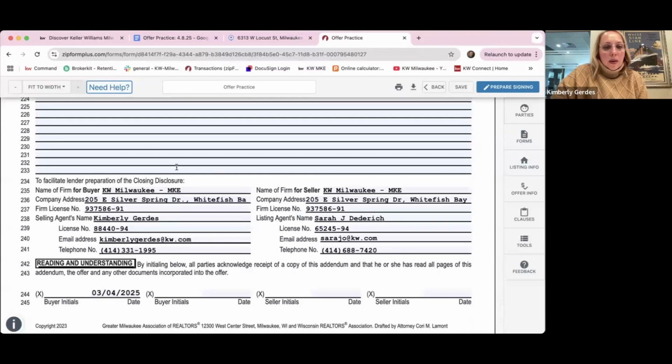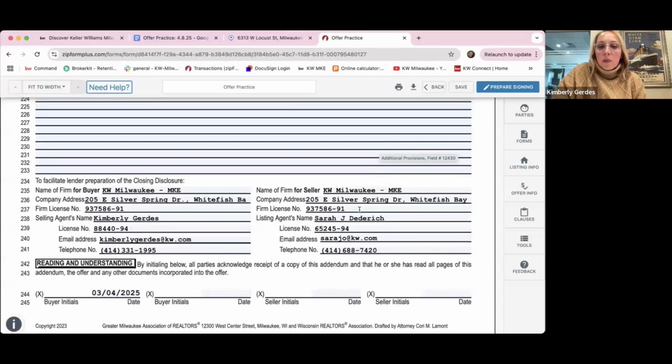Then down here at the bottom on the left-hand side is all of the information for me as I'm representing the buyer, and I've got my firm information here, my firm address, license number, my license number. But then over here on the right-hand side is what you need to put for the seller.